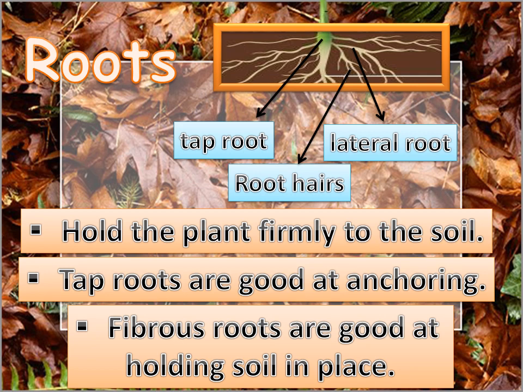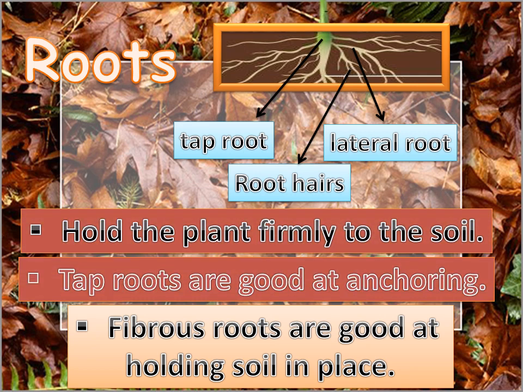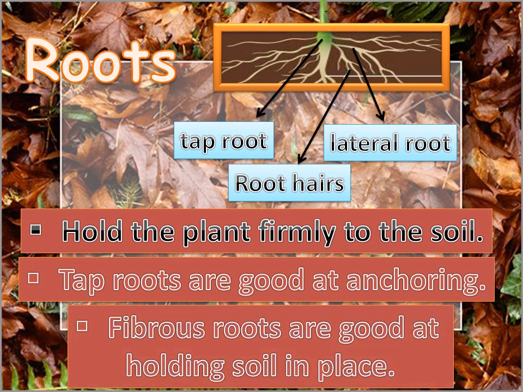Next, let's discuss the role of the tap root. Tap roots are good at anchoring, the same as the general role of the roots. It holds the plants firmly into the soil, going deeper. The next one, fibrous roots, are good at holding soil in place. So if you notice, the tap root and the fibrous roots are working together for a purpose, which is to hold the plant firmly in its place in the soil.